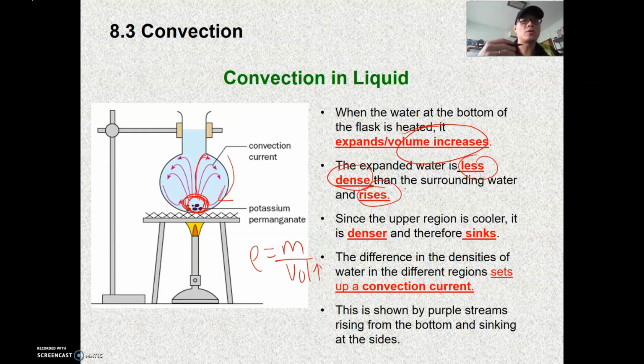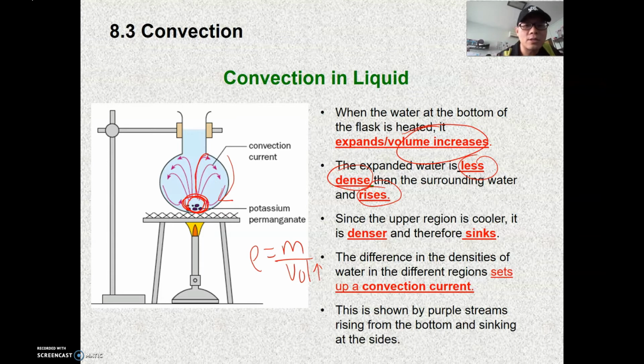Okay, so in the first section, we're talking about the hot region, and this hot region includes expansion, less dense, followed by rise. So in this particular section, I actually have three key terms tagged to it, and these three key terms form what we call keywords for this particular section.